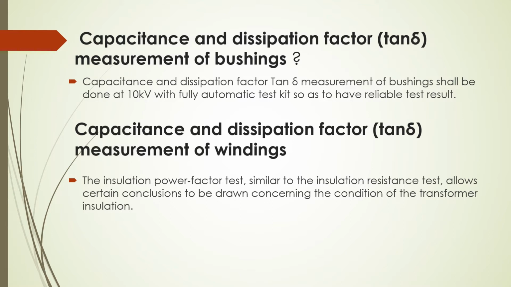Capacitance and dissipation factor tan delta measurement of bushings. Capacitance and dissipation factor tan delta measurement of bushings shall be done at 10 kV with a fully automatic test kit so as to have reliable test results.